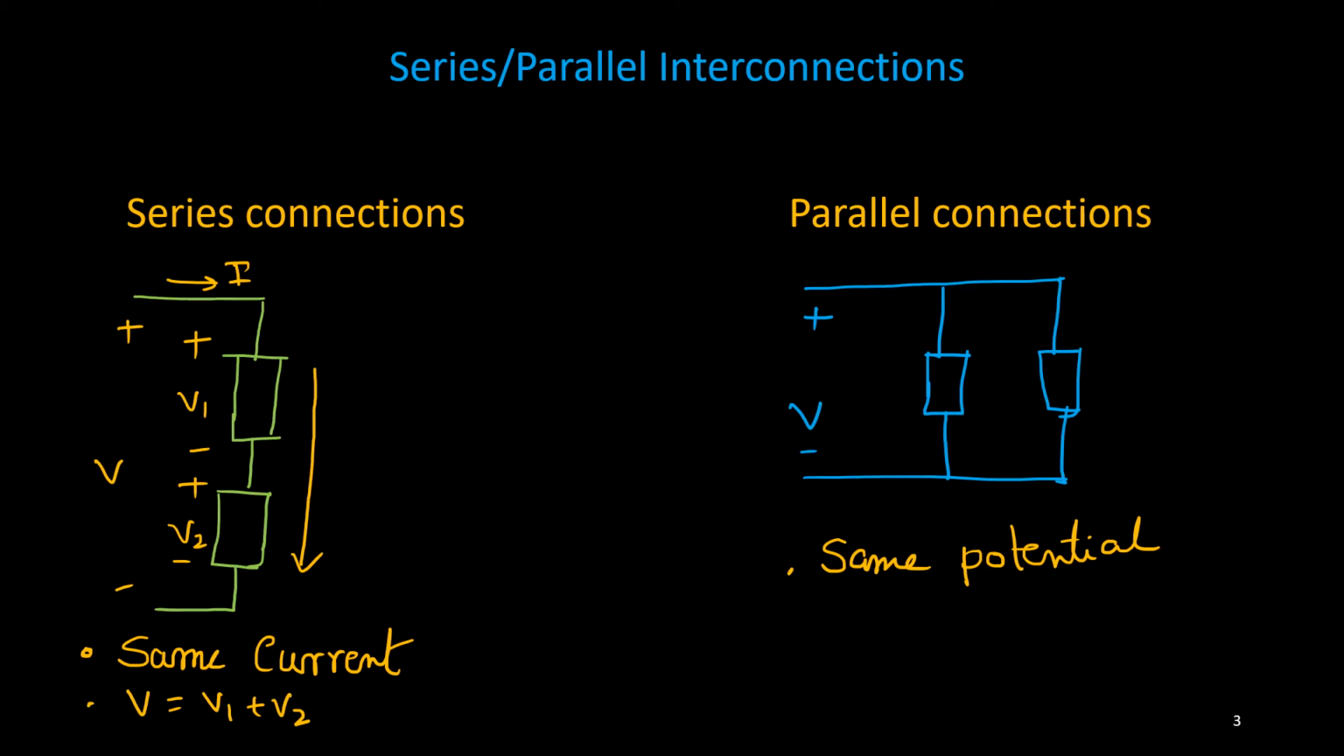However, for the total current I, if this current is I1 and this current is I2, then the total current I we can define as I1 plus I2. So we'll be using these two concepts in series or parallel interconnections of two port networks. Now we see.